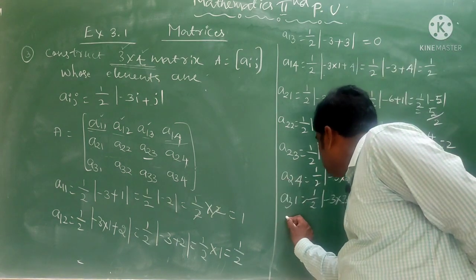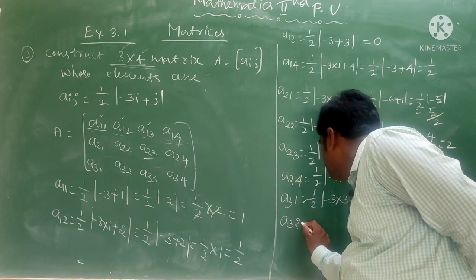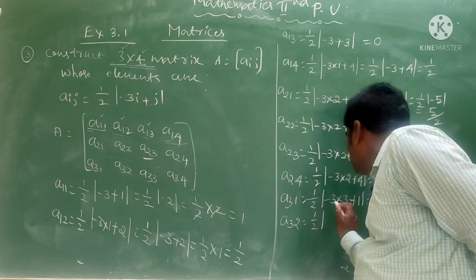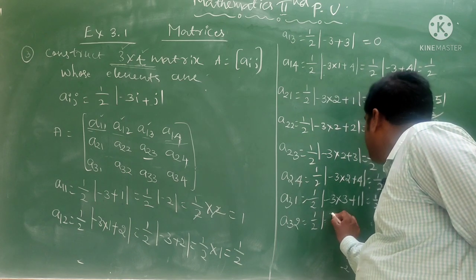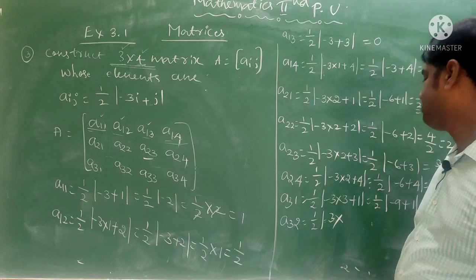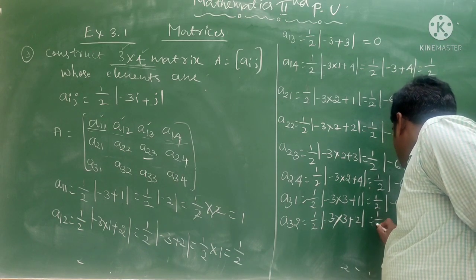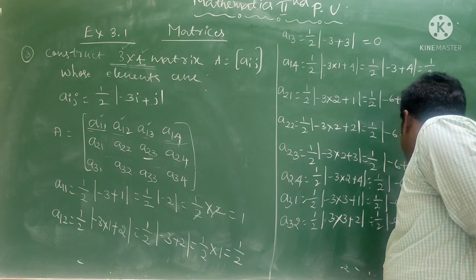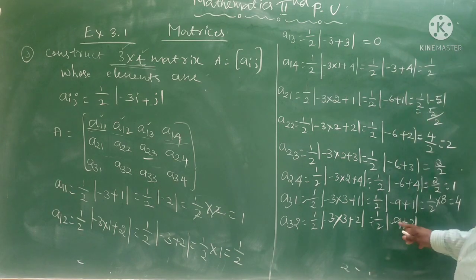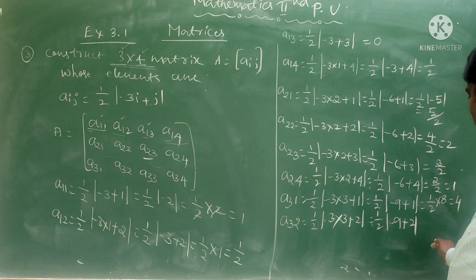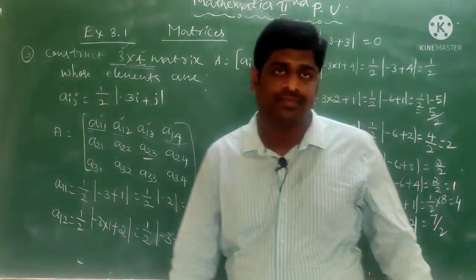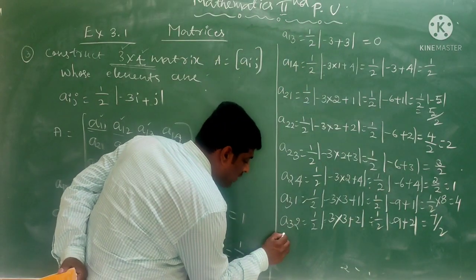Next, come to A32. 1 by 2 modulus of minus 3 into 3 plus 2. 3 3s are 9. Minus 9 plus 2. Minus 9 plus 2 is minus 7. Modulus of minus 7 is plus 7. That is 7 by 2. Next, A33.